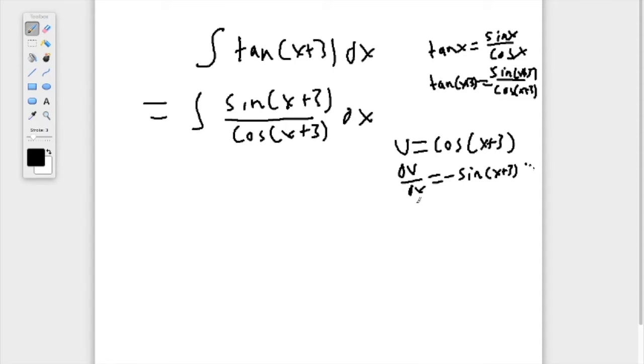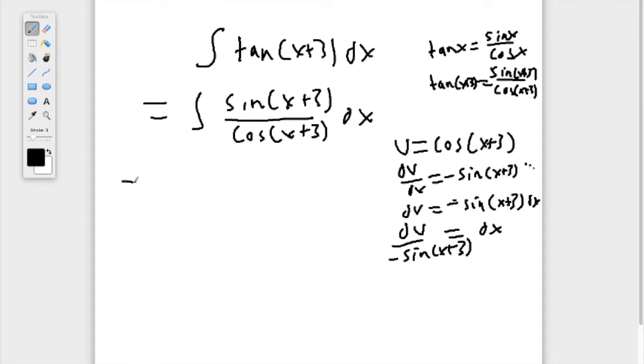Alright. Now, I can multiply dx on both sides. So du equals negative sine of x plus 3 dx. And then I'm going to divide negative sine of x plus 3 on both sides to isolate dx and then plug something in. So we get du over negative sine of x plus 3. Or you could leave it like this. It's up to you. I just prefer to do this step, so it equals dx.